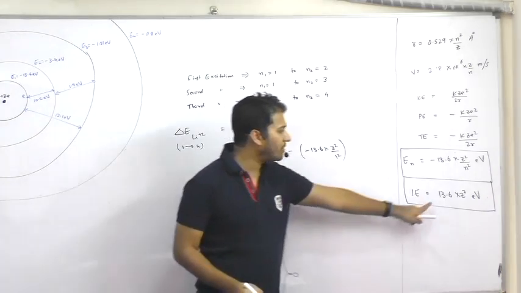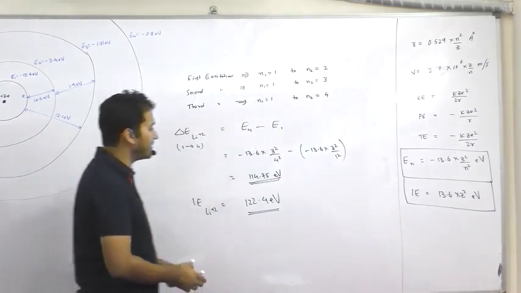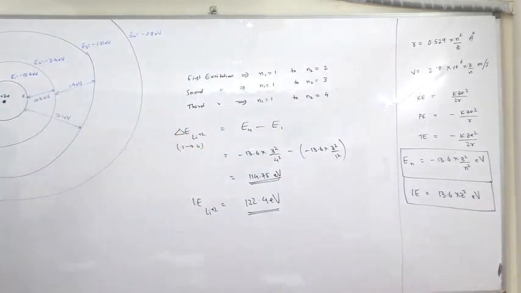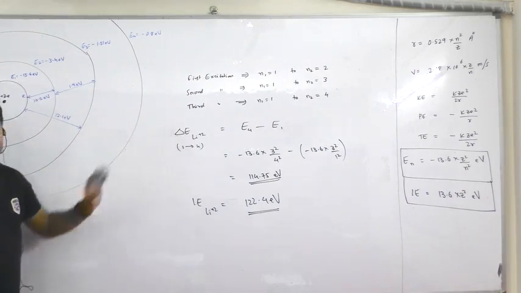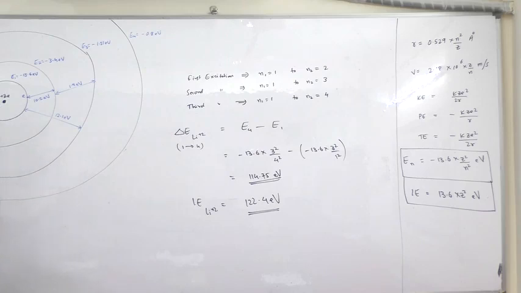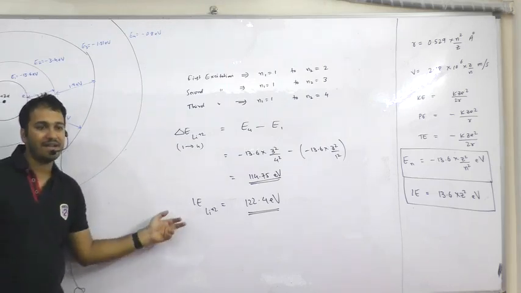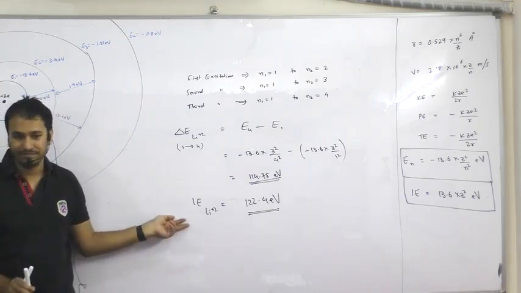You directly apply the formula 13.6 into Z square. So 13.6 into 3 square. That's all you have to do. 13.6 into 9, it comes to this. This value would obviously be more than the excitation energy. Yes or no? The energy needed to take the electron from 1 to 4 is less; to take it from 1 all the way to infinity, more energy will be needed. So if it requires 114.75, then the ionization energy has to be more than that. Yes.